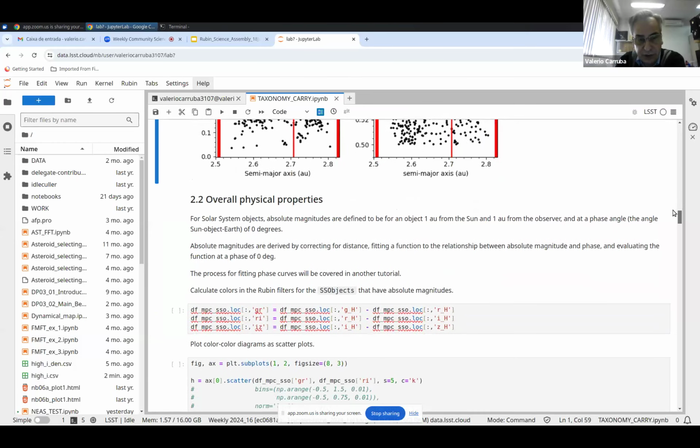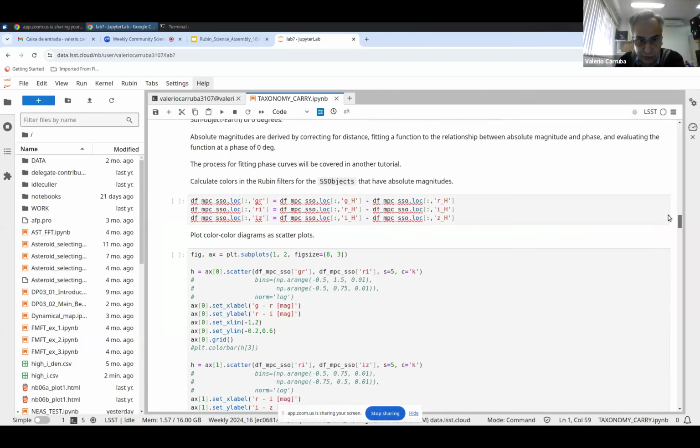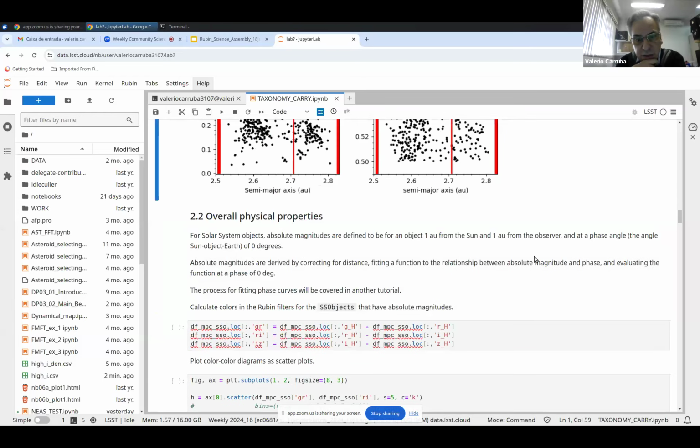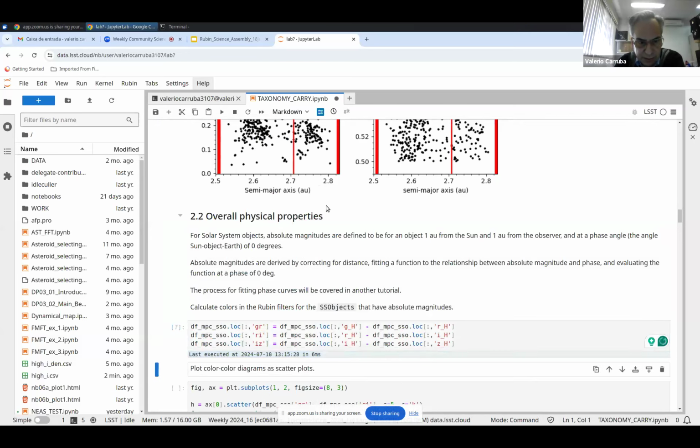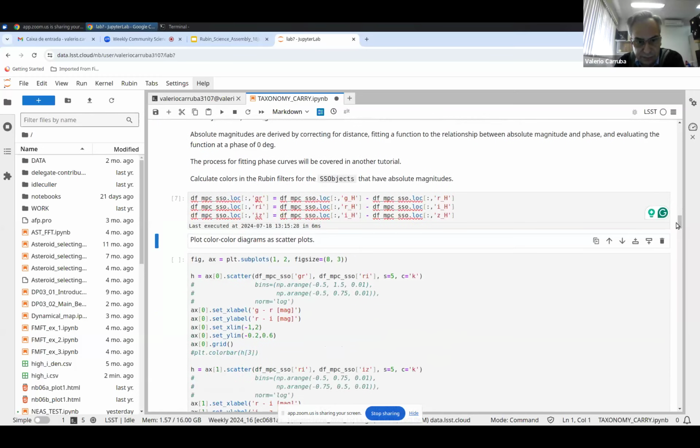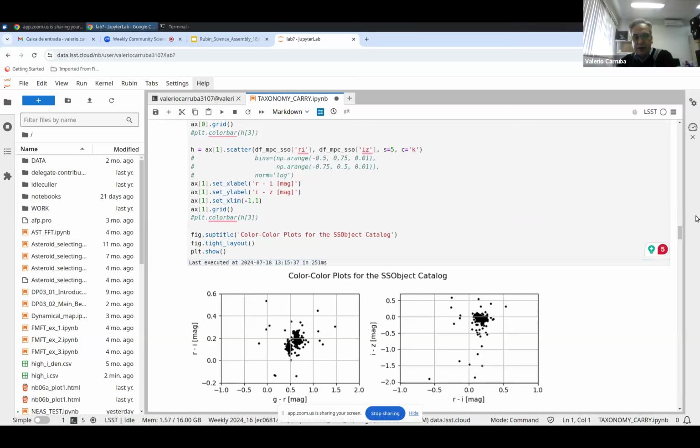So we are interested in the physical properties of the objects. For this, we need to first compute the differences in color. So we compute the color differences G minus I, R minus I, and I minus Z. And everything is very fast. So we have these differences in colors, and these are the locations of the objects in these domains.